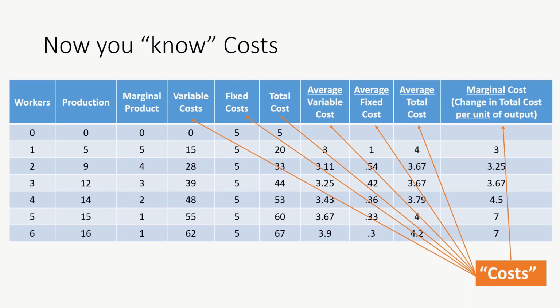Now you know the costs. You know the marginal cost, the average cost, and all of these things are going to help you figure out how much profit the firm can make, what's the best choice, should they enter this market, should they leave this market. All these kinds of questions are answerable with this information.